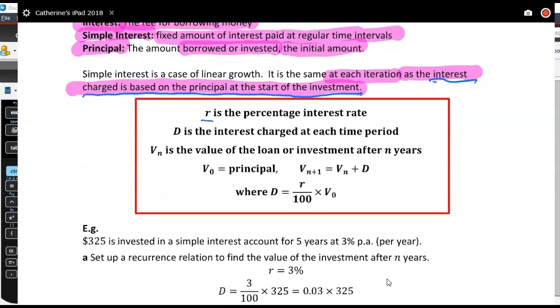So R is the percentage interest rate. D is the interest charged at each time period. VN is the value of the loan or investment after N years. So V0 is the initial amount, the principal, and we can write this out, the rule out.